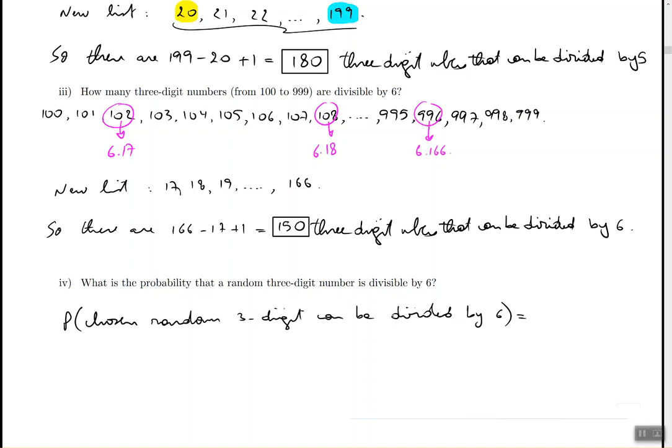To do this problem, we know that the numerator has to be 150 because there are 150 three-digit integers that can be divided by 6. And we would like to know the total number of integers. So let's find out what the total is. The total is 999 minus 100 plus 1, which is 900 integers. That's how many three-digit integers there are. So 150 divided by 900, and I would like it as a percentage with 2 decimal places. So that's a 16.67% chance.